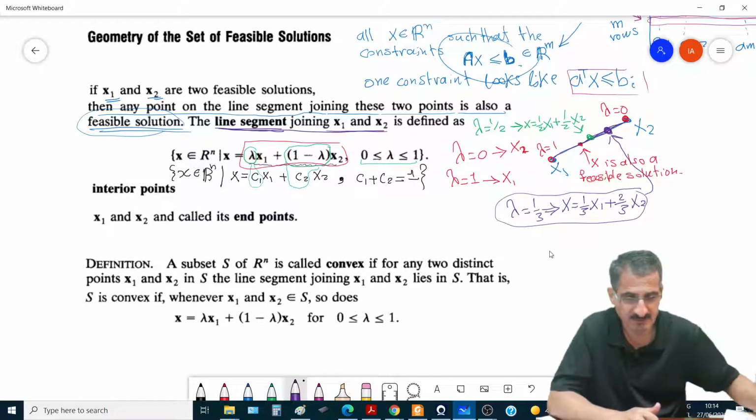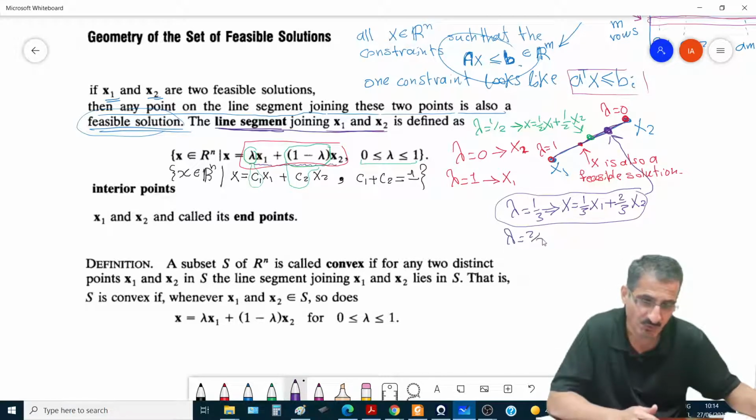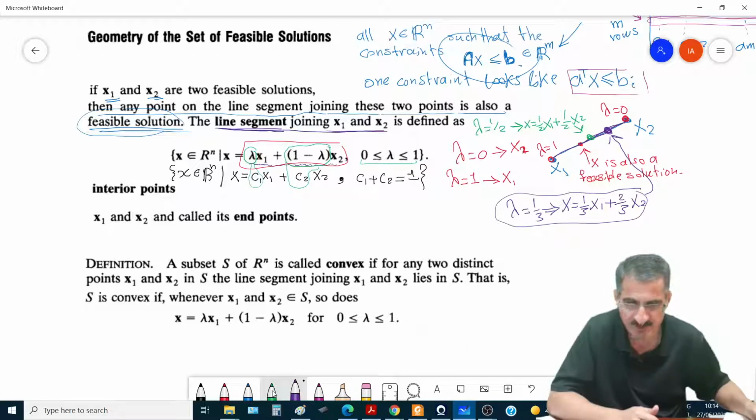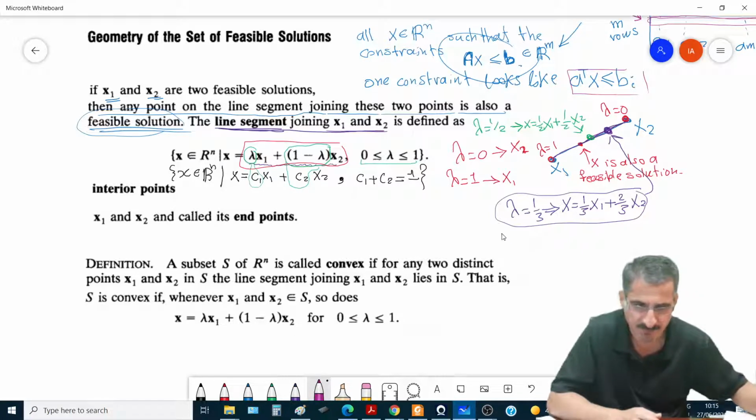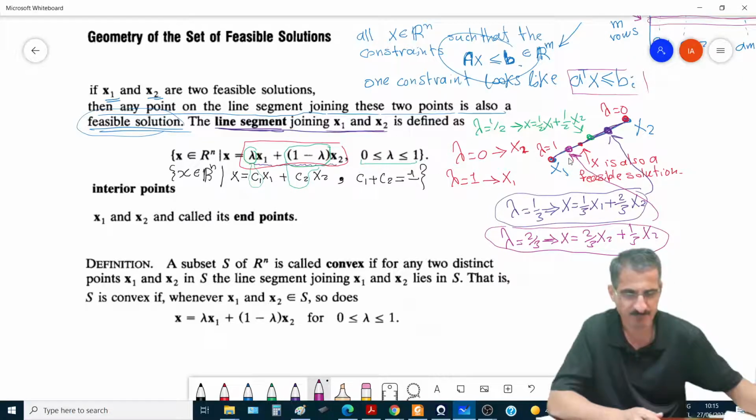Okay, but if we choose lambda to be 2/3, then x, let me use another color for that because my graph is getting messy. If we use, for instance, lambda equals 2/3, that will give x equals 2/3 of x1 plus 1/3 of x2, and this will be kind of here, closer to x1 than to x2. Okay.